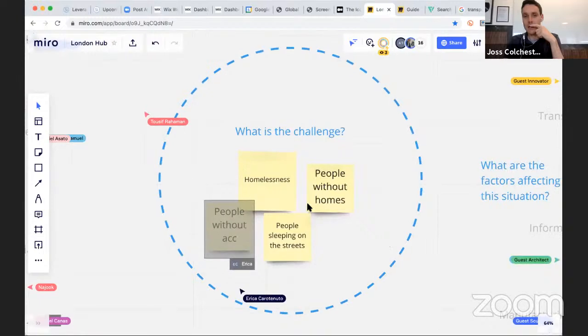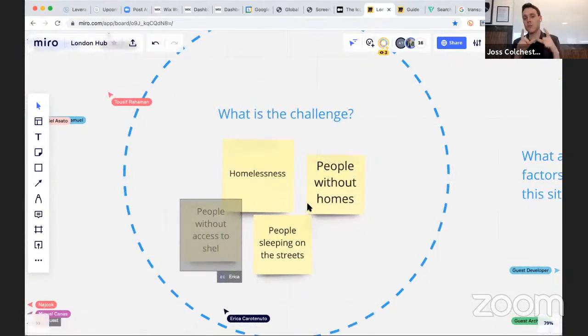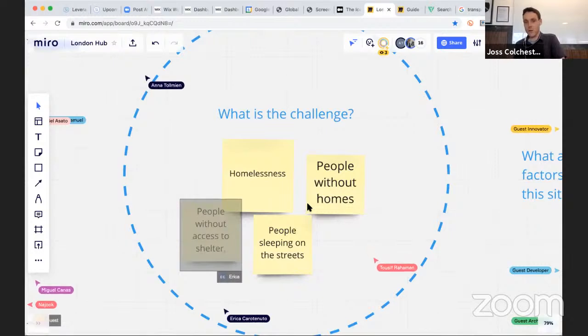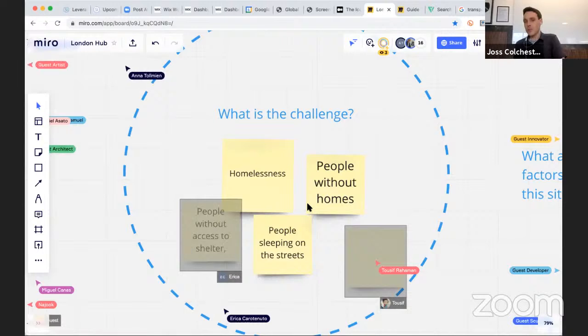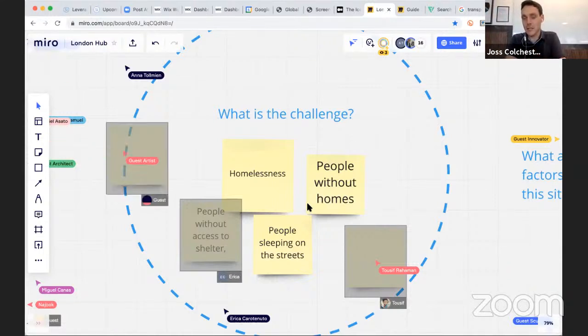But in this circle here, all we're trying to do is really clarify what we mean by this challenge, because there's different ways of positioning this. Homelessness would likely mean something different to the mayor of the city than it does to the actual person who's sleeping on the street, as it does to me or you. So we need to get a bit clear about that first.